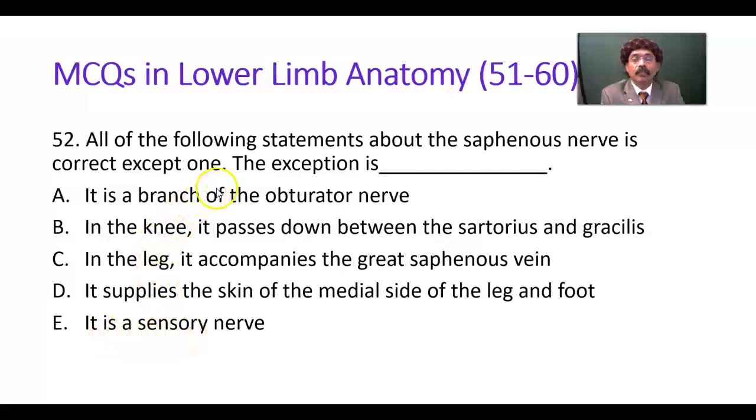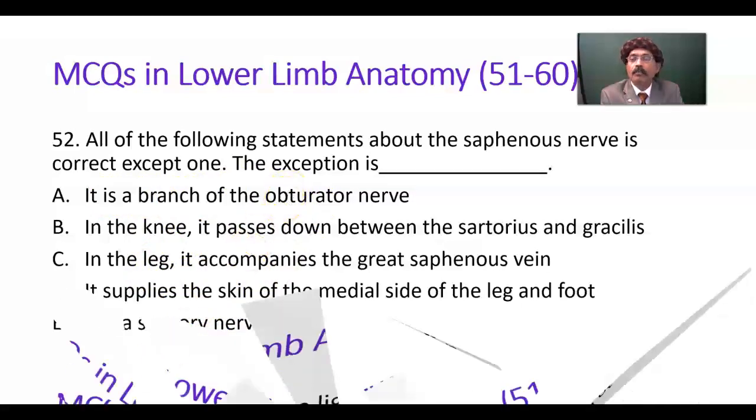So what is the exception? Which one is the wrong statement? Answer should be this, A. It is a branch of the femoral nerve, not a branch of the obturator nerve. All others are correct. So answer is A.